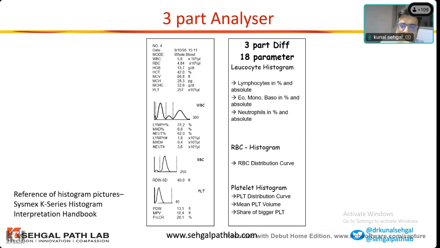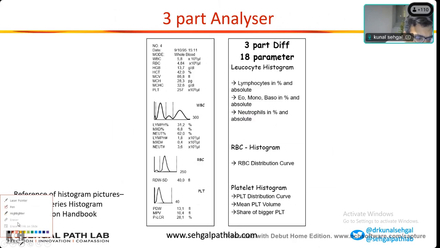So how and where do we use histograms in our CBC machines? This example is from a particular model of a 3-part CBC histogram, but across the world, if you were to study and learn any 3-part CBC, it will approximately contain the same parameters, and it will contain 3 histogram figures. One is the RBC histogram, and if you carefully observe, the platelet histogram is zoomed out.